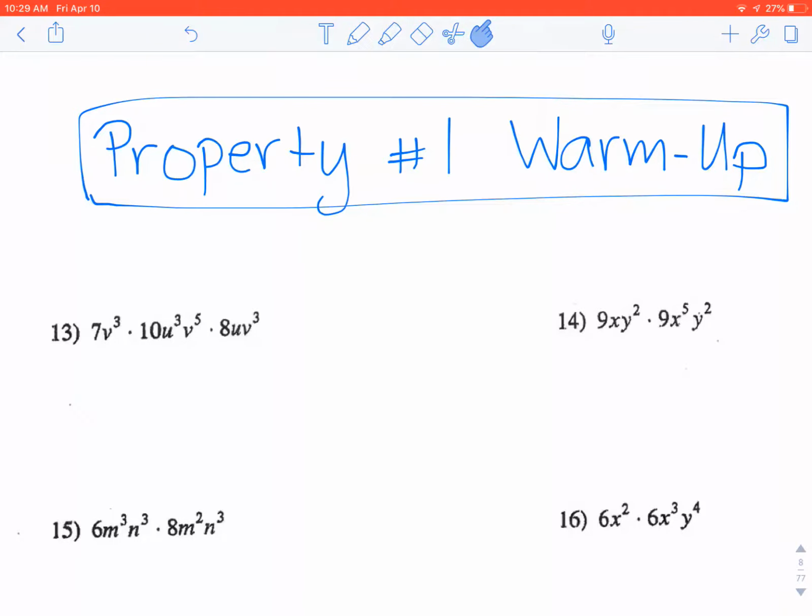Hi everyone. I am now going to review property number 2 for exponent properties. Before I do that, I would like you to pause the video and try these 4 warm-up problems that go with property 1. So go ahead and pause the video.